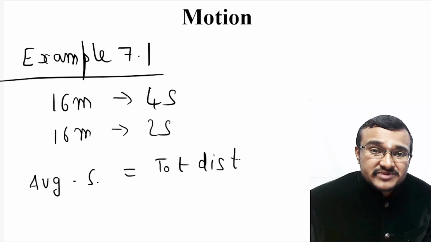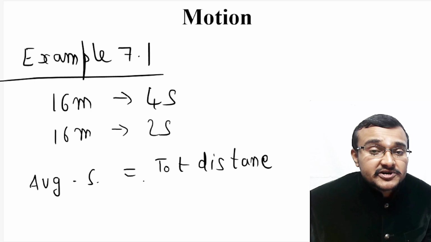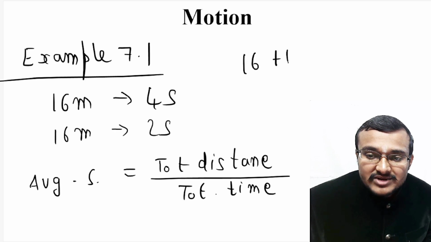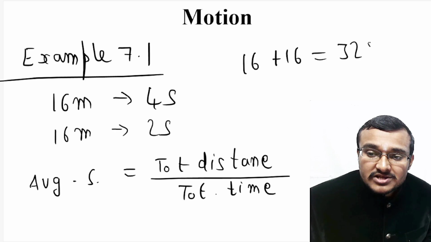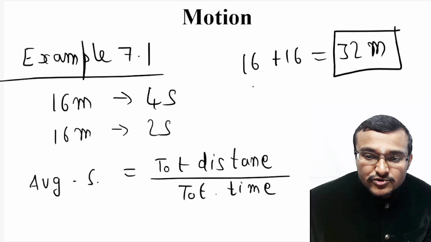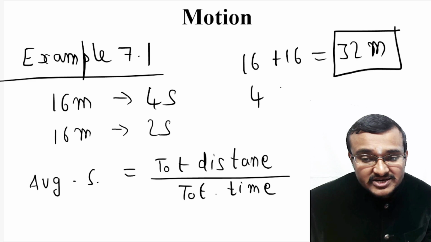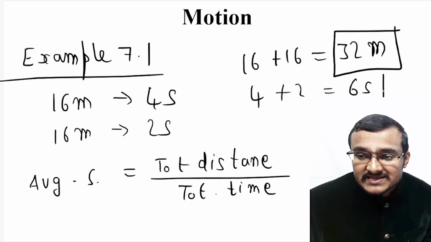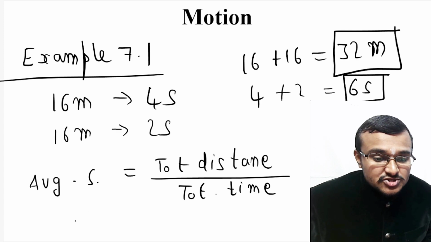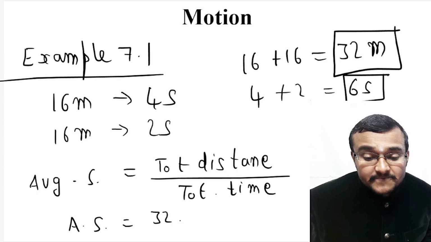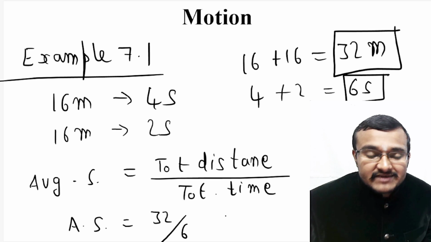Average speed always depends on total distance traveled by a particular object divided by total time. So what is the total distance here? It has covered 16 meter plus 16 meter, so 32 meter is the total distance covered by this object, and it has taken 4 seconds to cover the first 16 meter and 2 seconds to cover the second 16 meter. So 4 plus 2 is 6 seconds. So here total time is 6 seconds. So average speed will be equal to 32 meter divided by total time, 6 seconds.